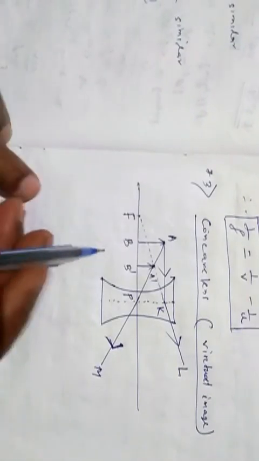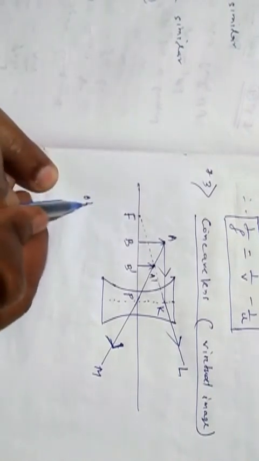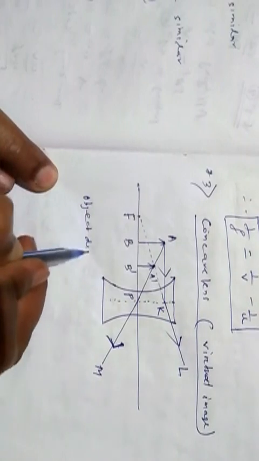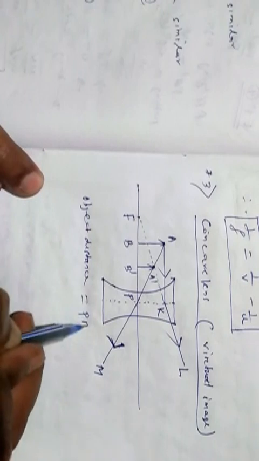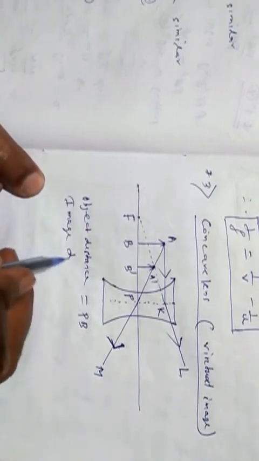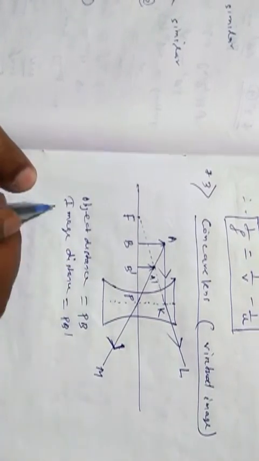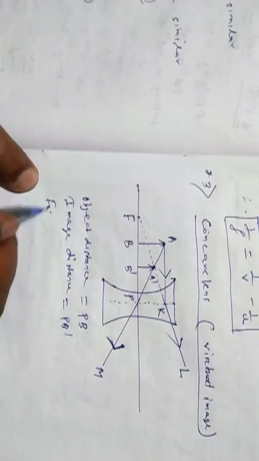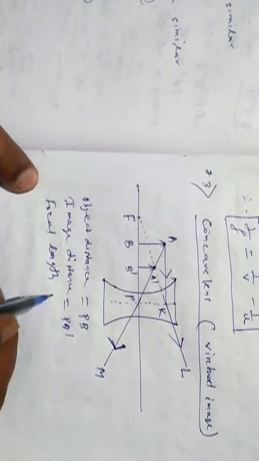Now here also, object distance is equal to PB, image distance is equal to PB dash, and focal length is equal to PF.